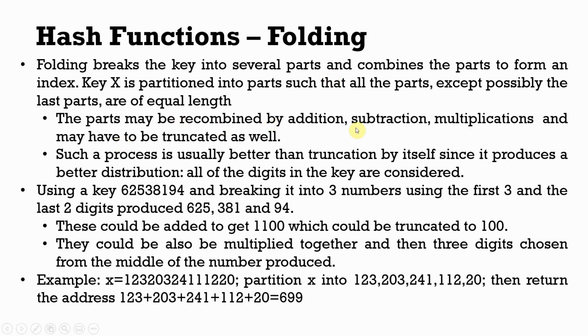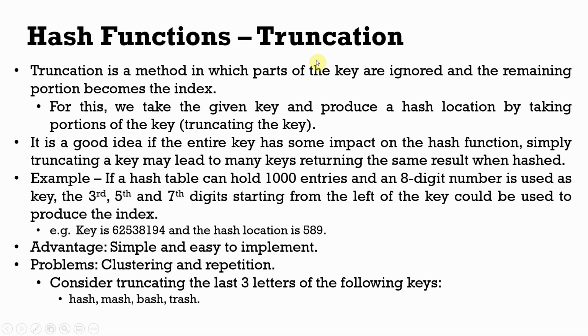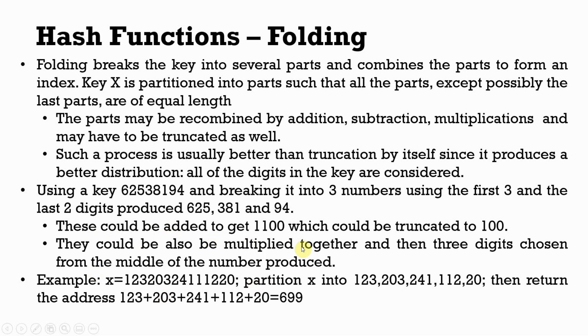The parts may be recombined by addition, subtraction, or multiplication, and may have to be truncated as well. So after doing this operation, you might want to truncate it again. Such a process is usually better than truncation by itself, since it produces a better distribution. All of the digits in the key are considered, as opposed to the previous method where we only care about certain digits in the key. You see another example here. This operation can also be subtraction or multiplication, and if you do multiplication, you can then truncate and pick the 3 digits from the middle of the number produced.